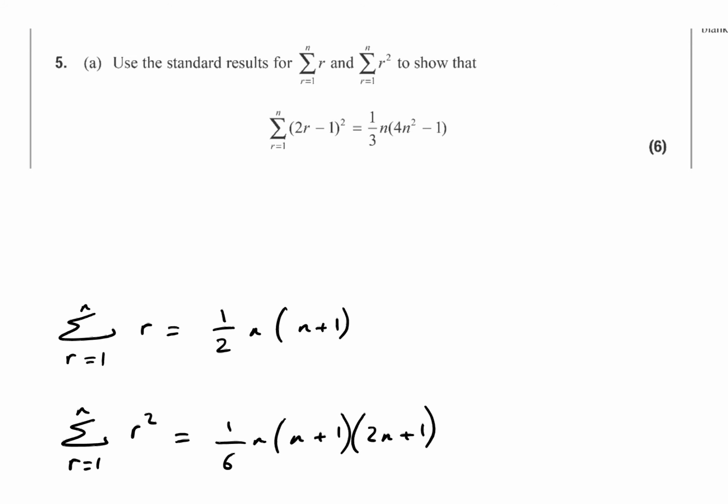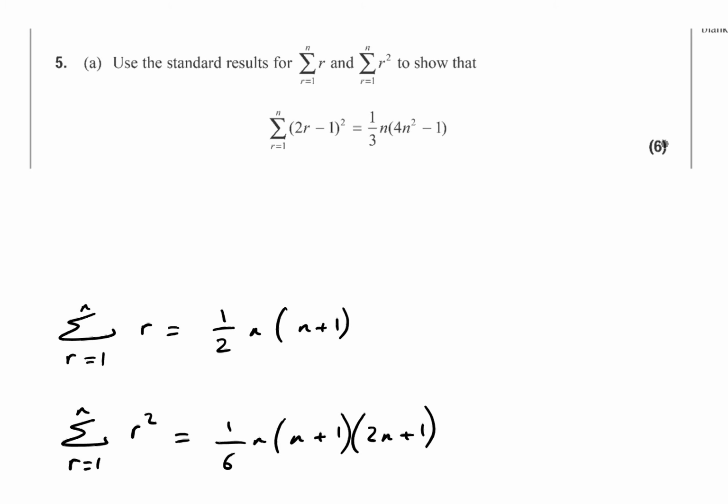Okay, this video is going to be looking at question 5, part A of the June 2014 Edexcel FP1 paper. It says, use the standard results for the sum of r and the sum of r squared to show that the sum of (2r minus 1) all squared is equal to a third n multiplied by (4n squared minus 1). Okay, so basically it's a 6-mark question.